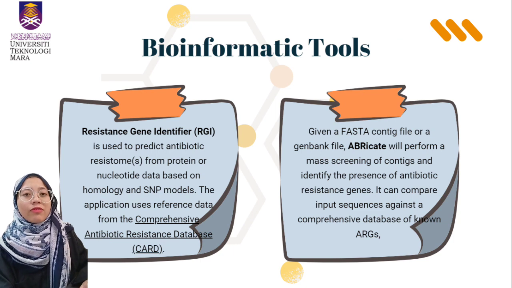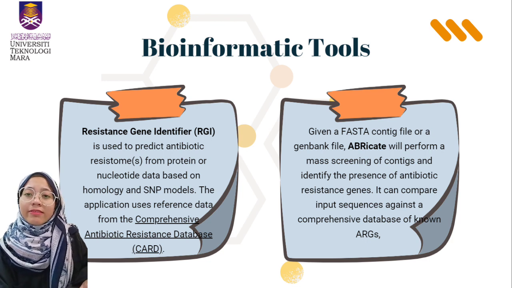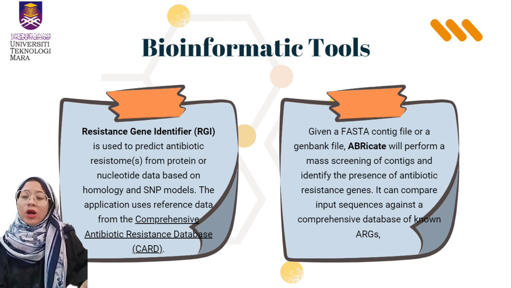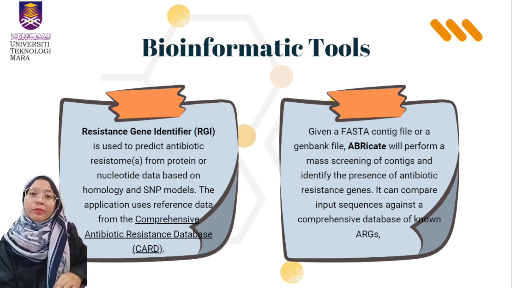Turning to the next key factor, which is the bioinformatics tools that I use for this study. First is Resistance Gene Identifier, or RGI. It is used to predict antibiotic resistance from protein or nucleotide data based on homology and SNP models. The application uses reference data from the Comprehensive Antibiotic Resistance Database, or CARD. The next tool is ABRicate.